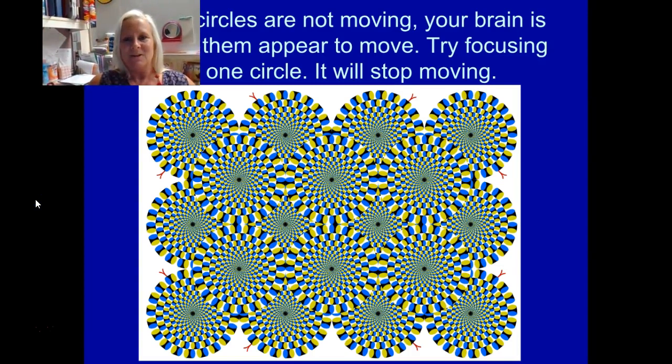Oh, the circles are not moving. Your brain is making them appear to move. Try focusing in on one circle. Stop moving it. That's absolutely crazy. Now, move your eyes around again. It makes all the circles move. Man, that messes with my head.